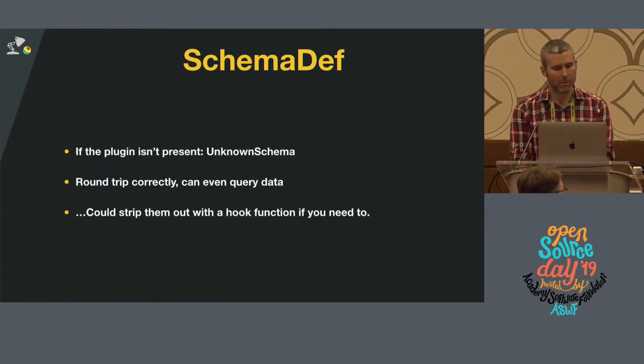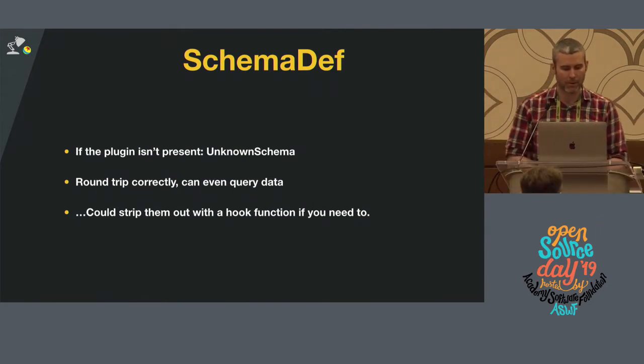And like I mentioned, if the plugin isn't present, you'll get an unknown schema object. So all the data will still round trip correctly. The hope is that if you had to hand the timeline across to another studio that had a different plugin, they could still give you the thing back and you'd get the original blobs that were in there. But you could also strip them out with a hook function if you wanted to.